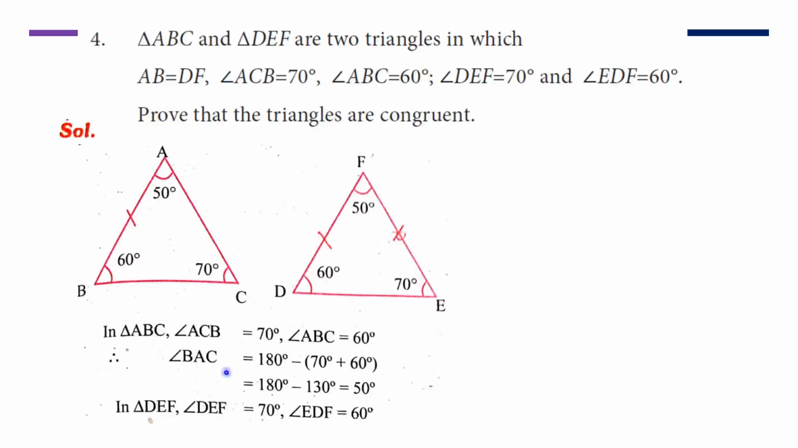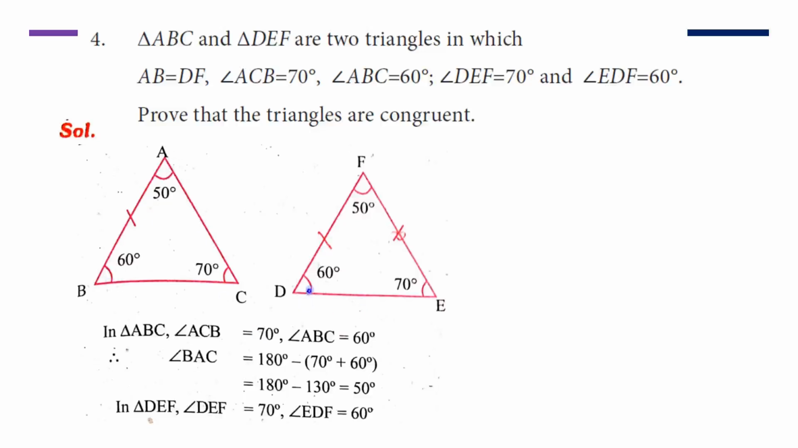So this angle BAC we are going to find, that is, subtract the sum of the two angles from the 180 degree. That is 180 degree minus 70 degree plus 60 degree. 70 degree plus 60 degree is 130 degree. So 180 degree minus 130 degree is equal to 50 degree. Now the angle BAC is 50 degree.